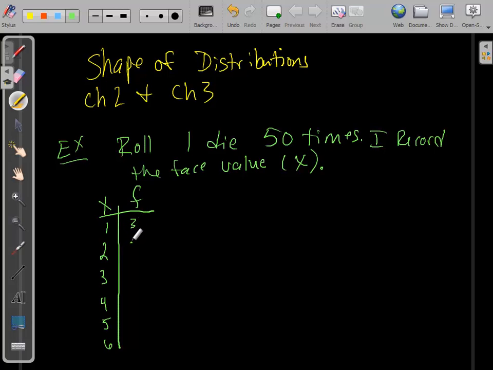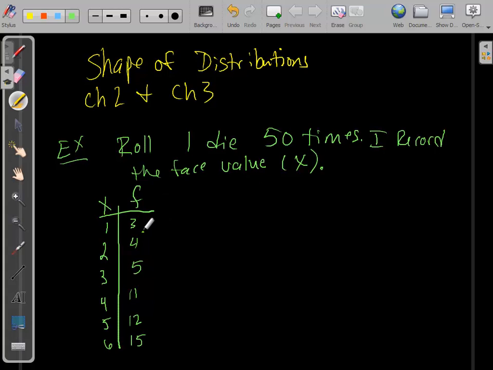Now let's suppose that, out of those 50 times, I rolled a value 1 3 times, a value 2 4 times, a value 3 5 times. Can you see where the data comes from? I rolled a value 4 11 times, value 5 12 times, a value 6 15 times. So this is a nice frequency distribution for the variable of face value of the one die.